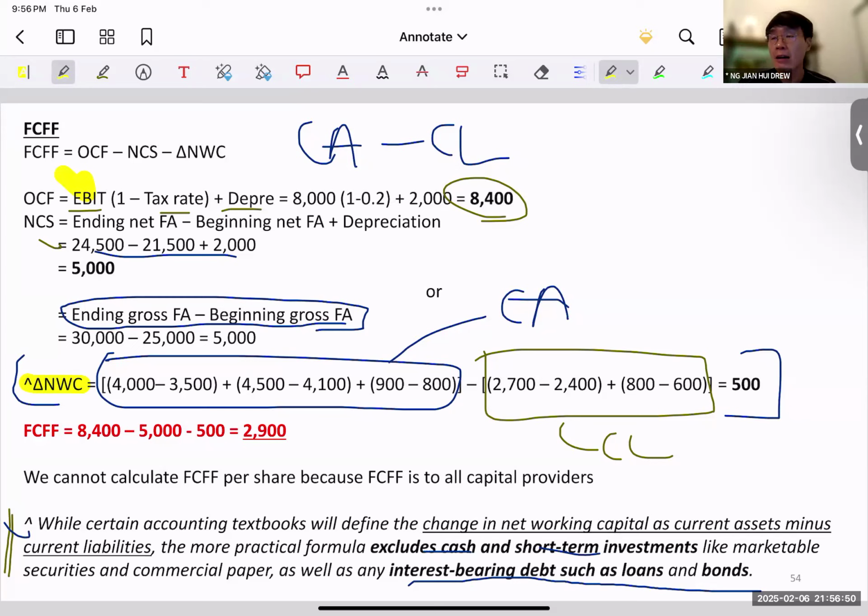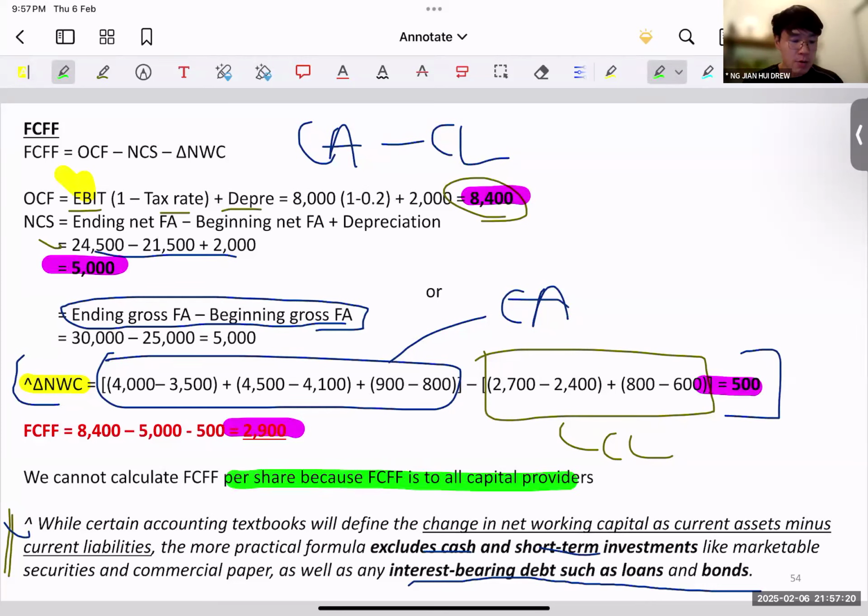Yes, correct. So your current portion of long-term loans are generally relating to your capex. That's true. That's why it's not in your net working capital. So once you have determined this, this, and this, we can get our FCFF. Since FCFF is the free cash flow to the firm, we cannot determine the free cash flow to the firm per share. We can't do that.